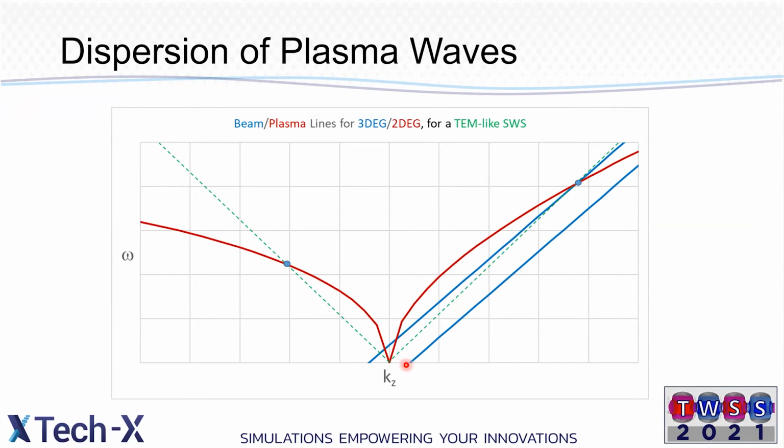Our solutions for our 2DEG plasma wave are these square root K things though. And they actually look like this, quite a bit different. And instead of splitting like this, they split for a positive and a negative K this way. And so the behavior is quite a bit different in this type of plasma wave.